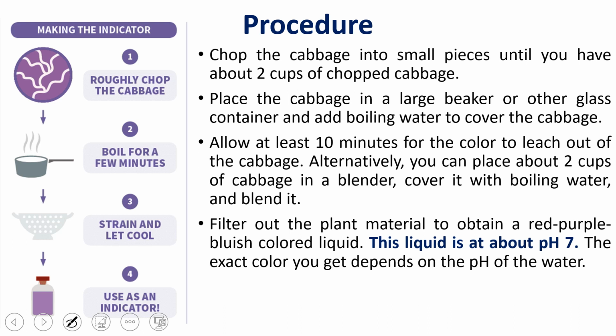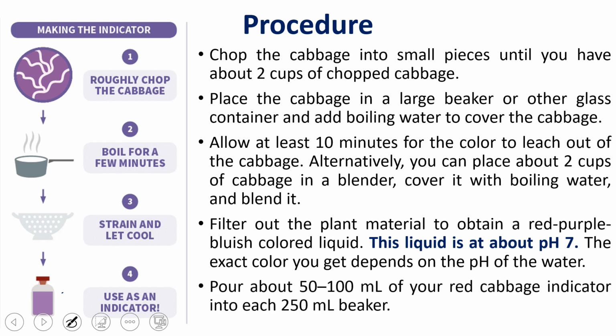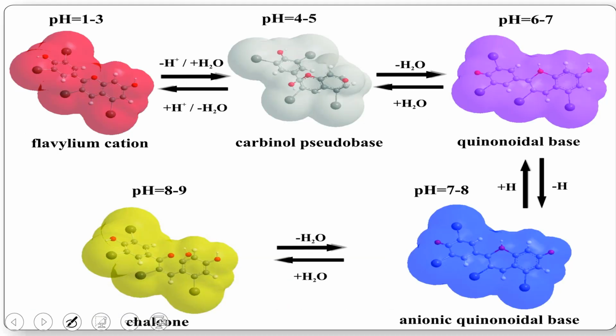Once you have that, you filter out the plant material to obtain a red, purple, bluish colored liquid like this one, and this liquid is at pH 7. The exact color you get depends on the pH of the water. Whenever you use it, this will be your indicator. Roughly use 50 to 100 ml of this red cabbage indicator solution in a 250 ml beaker, and you can see the color changes. So this is roughly the mechanism.